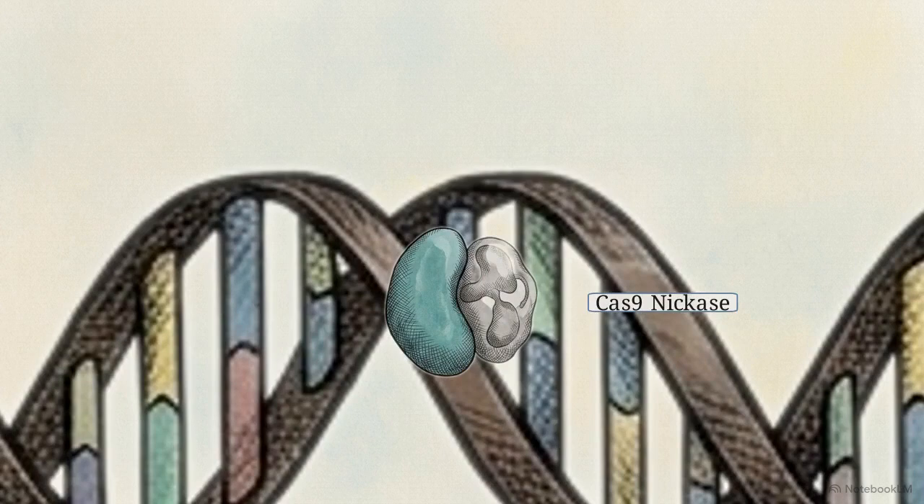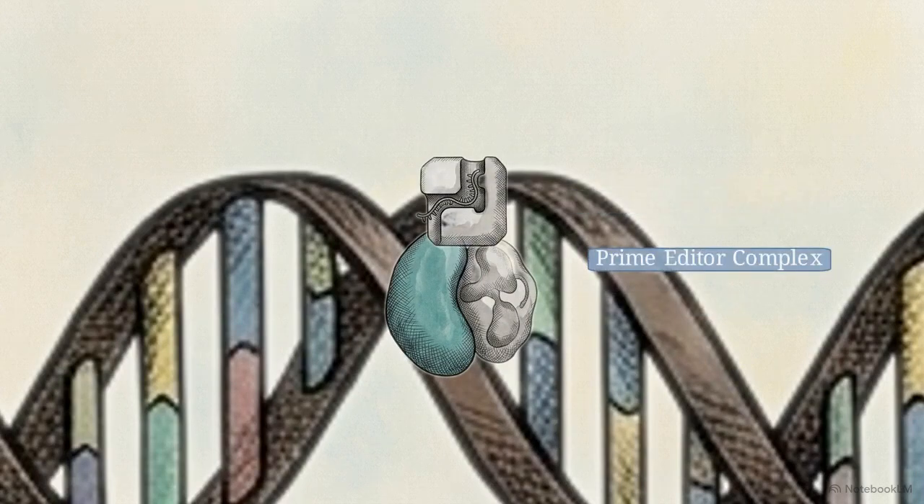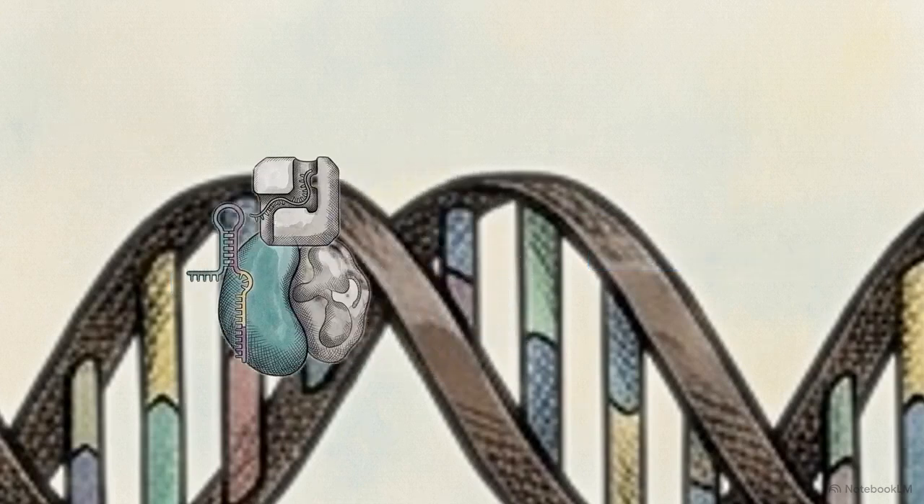At the core of the prime editor is a Cas9 protein modified so one of its domains is deactivated. This makes it a nickase, capable of cutting only a single DNA strand. Engineers attached a reverse transcriptase domain to this nickase, forming the complete prime editor complex.